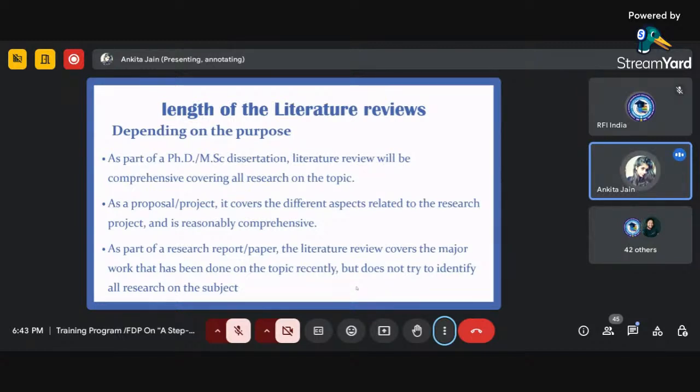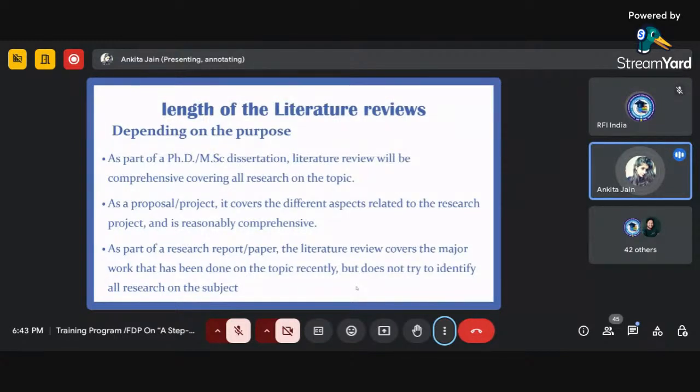In general, I'm just giving you a normal idea: if it is a PhD or MSc dissertation or thesis, it should be as comprehensive as you can make it about that particular topic. As much as you can cover, do it. If you're writing a proposal or project, it should be comprehensive, but it should cover only the very specific aspects of your particular proposal or project, whatever the title is.